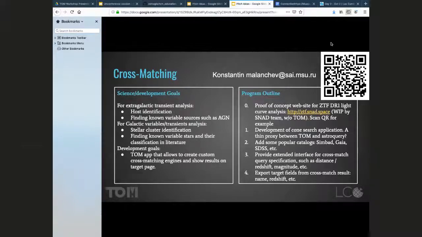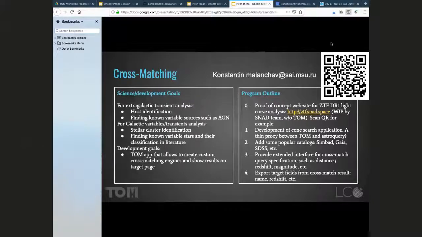And then some steps that should be done while developing. For example, we can try to program a thin proxy between AstroQuery, the Python library, and TOM. Then some existing catalogs should be added, such as Simbad, Gaia, SDSS, and so on.